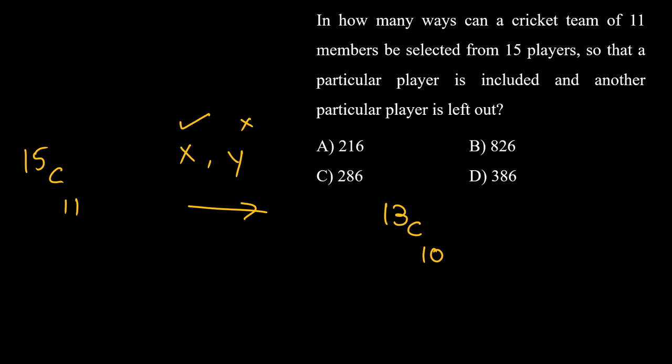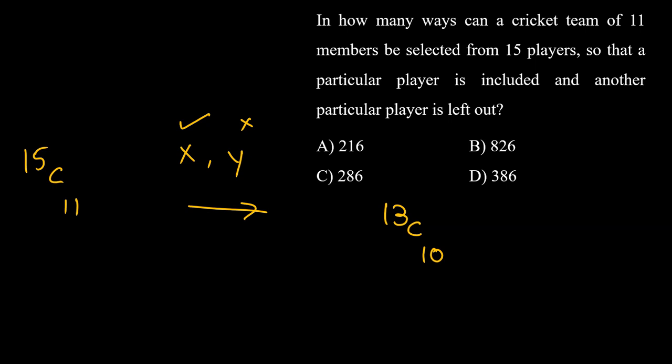Suppose the question says both are to be excluded, then what should be your answer? Two particular people to be excluded: 13C11. Two particular players to be included: 13C9, which means we need to select the remaining 9 people only, because 2 people are already fixed. With 2 people excluded, you selected 0 of them, but out of 15, 2 are not fit, so we have only 13. Out of 13, you need to select 9 people. 13C9, 13C10, 13C11, you just try to understand when.